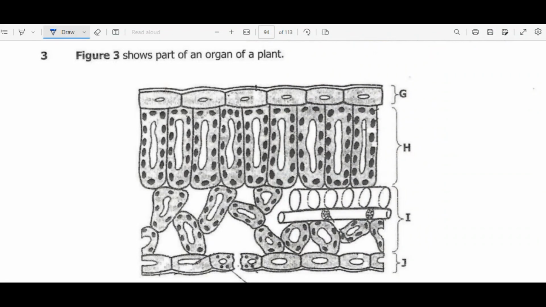Welcome. In this video, we are going to look at a question from Biology Paper 2. Now the question reads, Figure 3 shows parts of an organ of a plant.